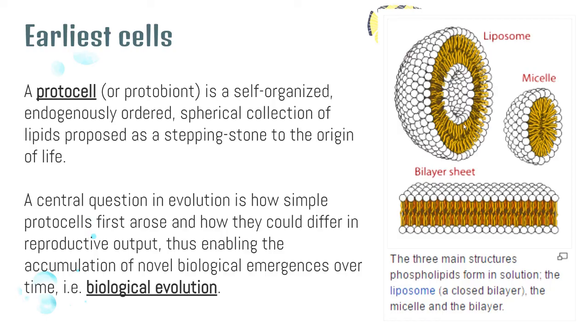So these are the three main structures of phospholipids: in a liposome, in a bilayer sheet like this, and in a micelle like this. Now, the central question of evolution is how simple protocells, such as these ones, first arose, and how they could differ in reproductive output, thus enabling the accumulation of biological emergences over time. And we call that biological evolution. We've mentioned that life eventually evolved into different forms over the course of billions and millions of years.